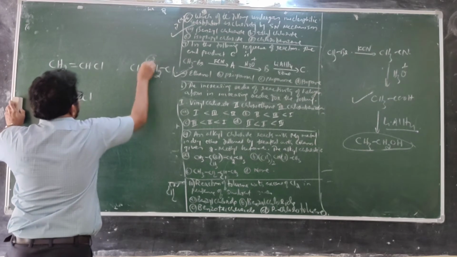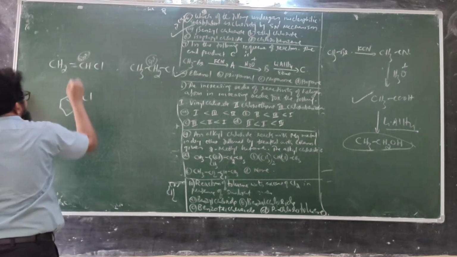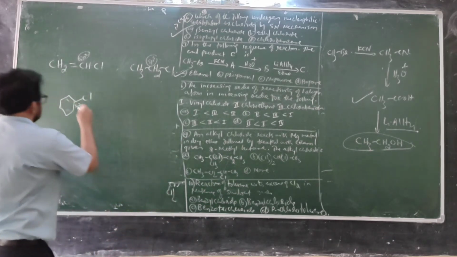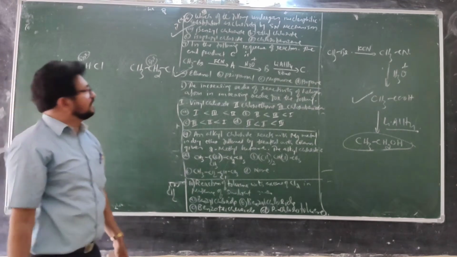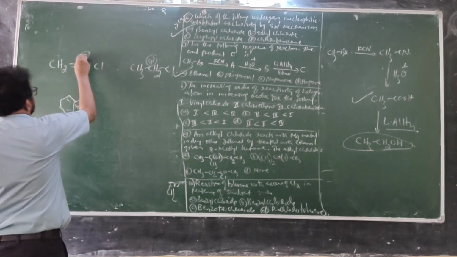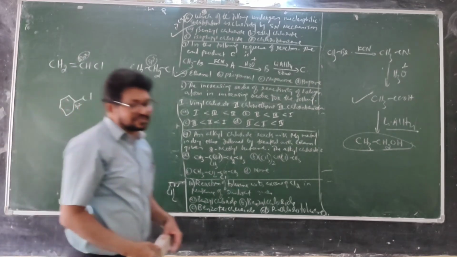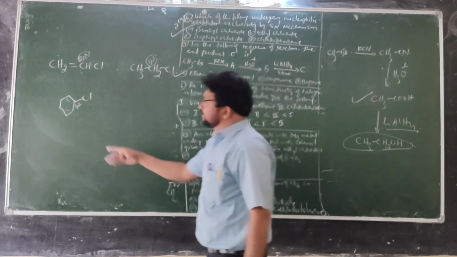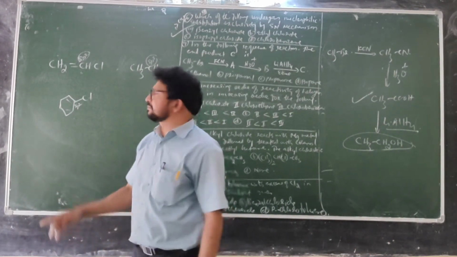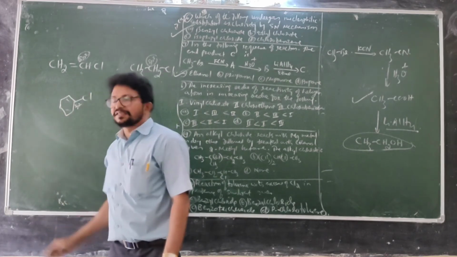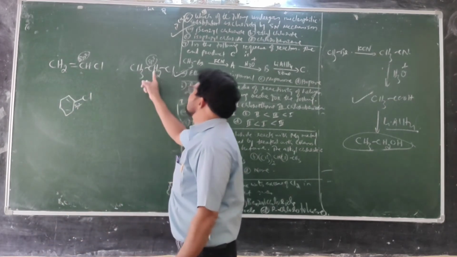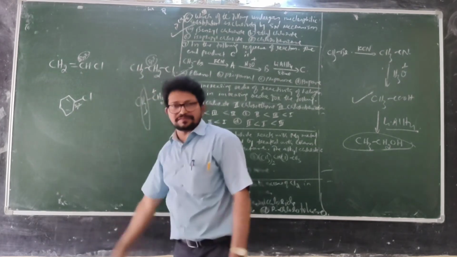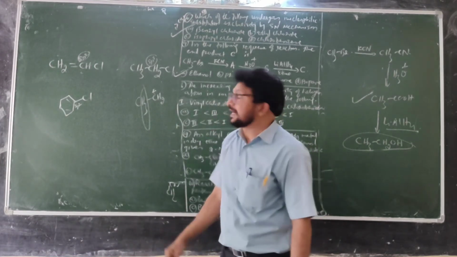See, this is sp3 hybridized, this is sp2 hybridized, this is sp2 hybridized. So what is the order of reactivity? Here, if at all you form a carbocation, this vinyl carbocation is least stable. Next, the phenyl carbocation is better, but this one is most stable. Hyperconjugation stability due to these three hydrogens. Is it correct? Stabilized by hyperconjugation.